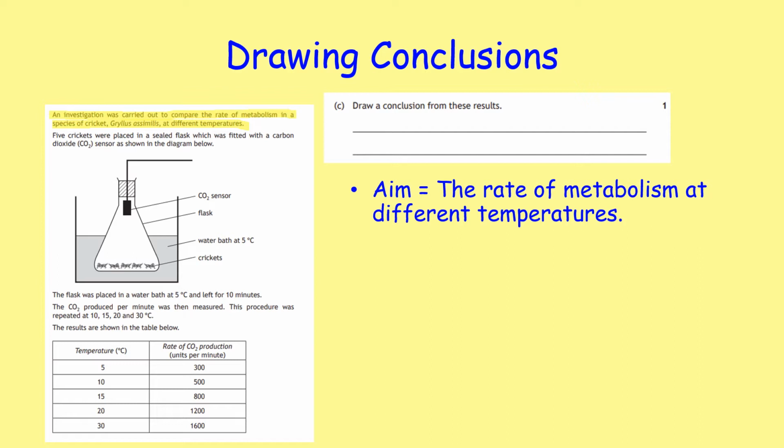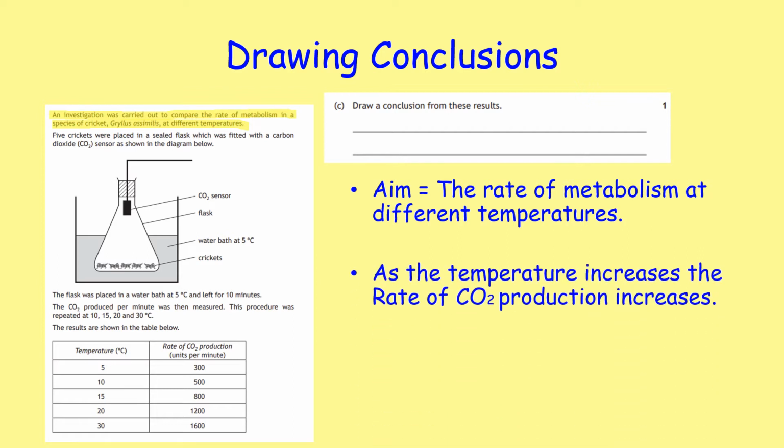Now, there will be a tendency for students to answer it like this and say, oh, as the temperature increases, the rate of carbon dioxide production increases. Now, that would be incorrect. And I know why that student will have put that, because they're looking at these results down here, and we can see that as the temperature increases from 5 degrees C to 30 degrees C, the rate of carbon dioxide production does increase as well. However, we're not being asked to draw a conclusion using the results, okay? We need to interpret those results to then answer the aim.